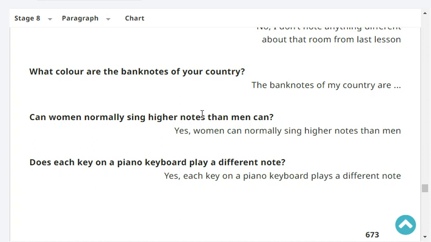Does each key on a piano keyboard play a different note? Yes, each key on a piano keyboard plays a different note. Very good.